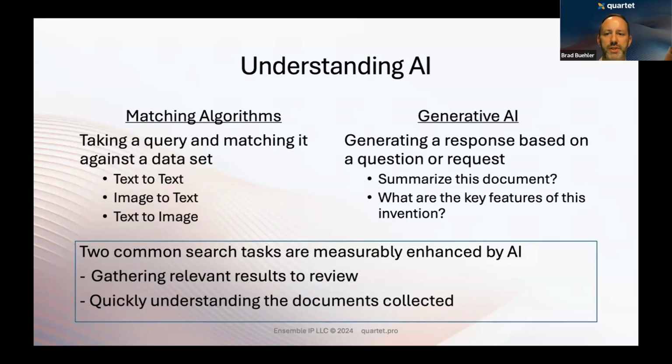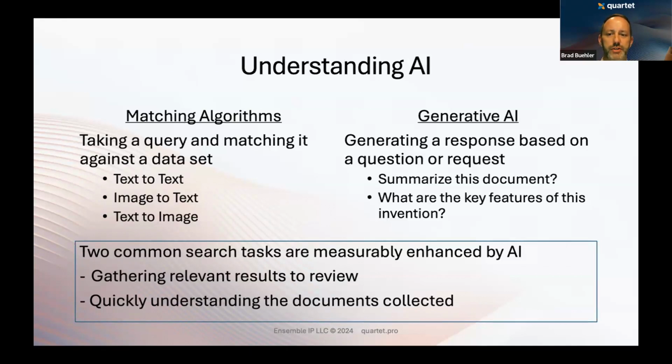It's important for us to be specific about what type of AI is being used. Generally, for our purposes, from a search perspective, I like to think about two types: matching algorithms and generative AI. These are the ones that we talk about the most in patent search systems. Going to oversimplify here a bit, but I really do think it's important to make this distinction.